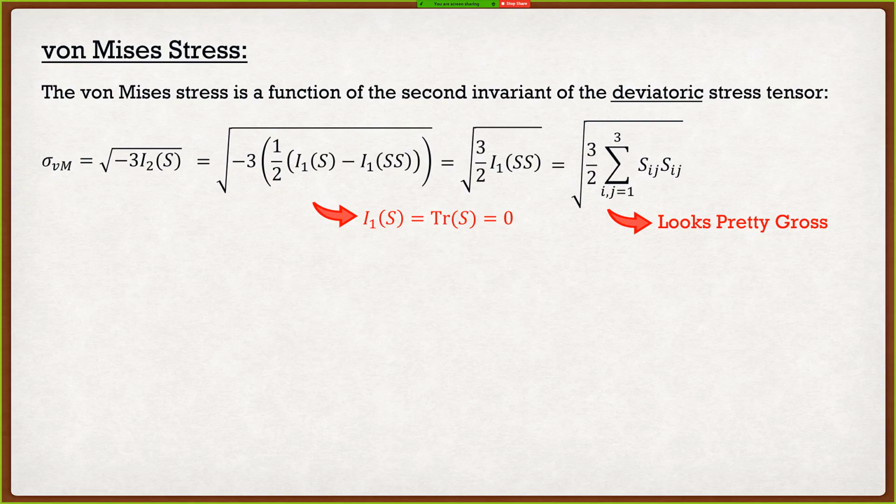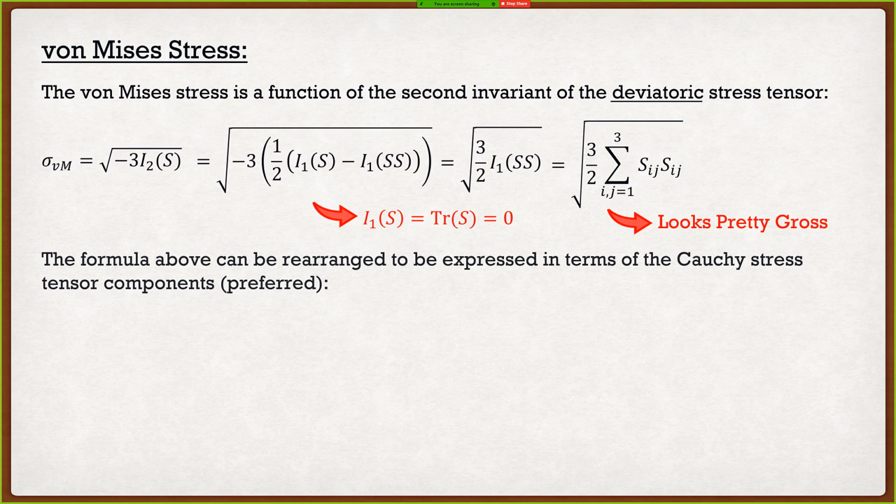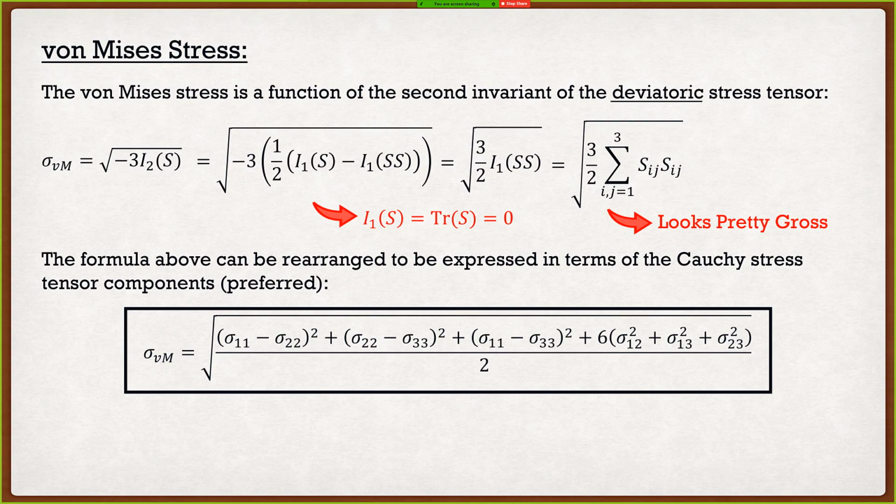We can then expand this into a component form, and we can basically conclude that this looks disgusting. Nothing too crazy about it. So what we're going to do is take that definition and simplify it in terms of the Cauchy stress components, sigma 1 2, sigma 1 3, rather than the deviatoric. It just makes our lives a little bit easier. So we get this nice long equation where our von Mises stress is sigma 1 1 minus sigma 2 2 squared, plus sigma 2 2 minus sigma 3 3 squared, plus sigma 1 1 minus sigma 3 3 squared, plus 6 times sigma 1 2 squared plus sigma 1 3 squared plus sigma 2 3 squared, all divided by 2 and then square rooted.